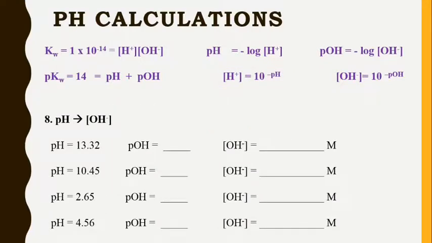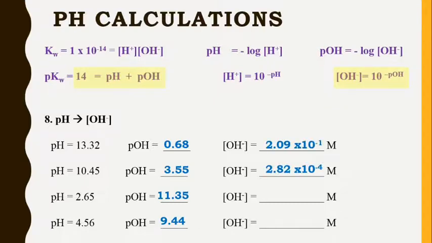Now, last set of calculations, going from pH all the way around to OH. And I feel like the quickest way to get there is to go to the pOH first, because those will always add up to 14. And then once I have these pOH numbers, I can just do 10 to the negative pOH. So 10 to the negative 0.68 gives me this, and then 10 to the negative 3.55, 10 to the negative 11.35, and 10 to the negative 9.44. Gets me all of those answers. It's really about the calculator work.